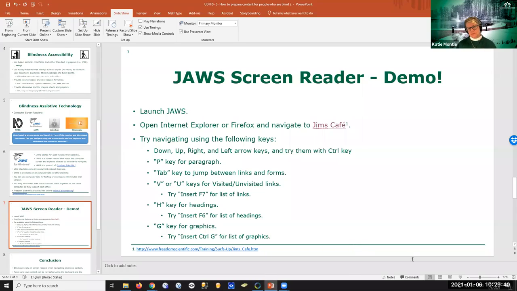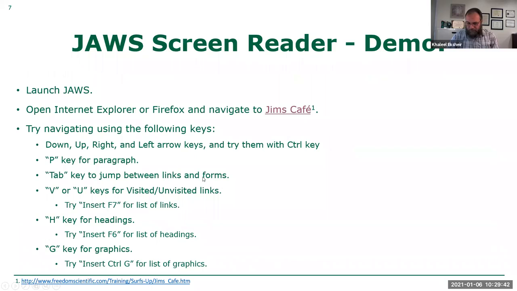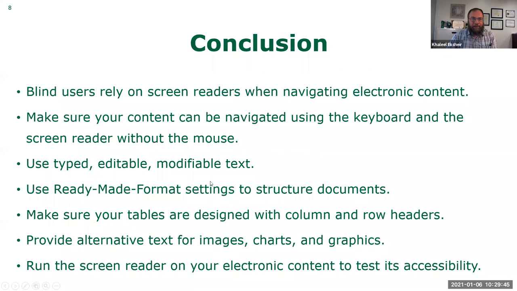Okay, so let's get back here. Okay, so we went through all of these commands, and that actually concludes our workshop. Just remember, blind users rely on screen readers when navigating electronic content. That's why you should make sure that your content can be navigated using the keyboard and the screen reader without the mouse. All right. And to make sure, just simply use text that can be selected. Use the ready-made formats that are normally provided by software like Microsoft Word and Google Documents.